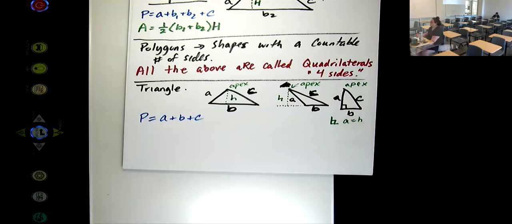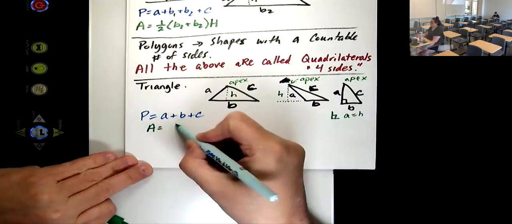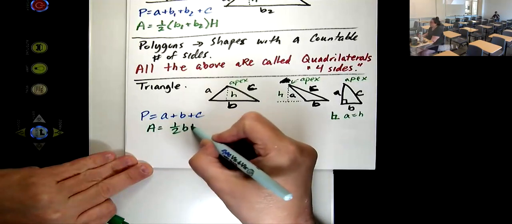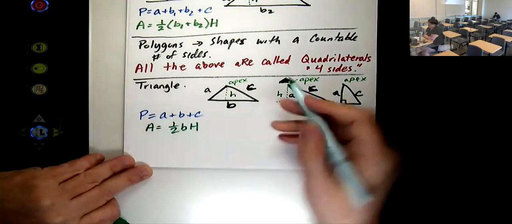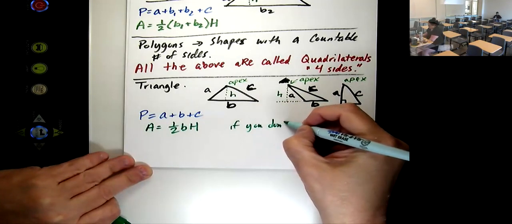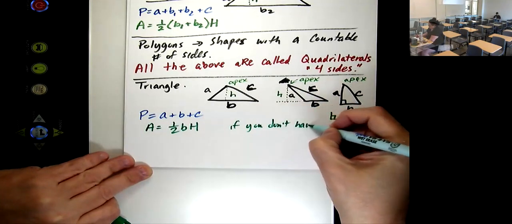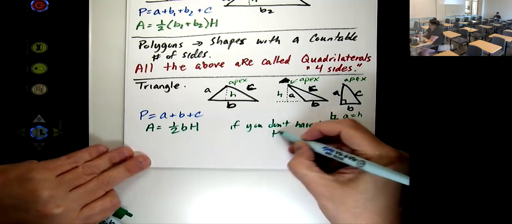There are a couple of ways to calculate area. Area, when you've got it, is 1/2 base times height if you have the height. This very much requires having the height. If you don't have height, we use Heron's formula.